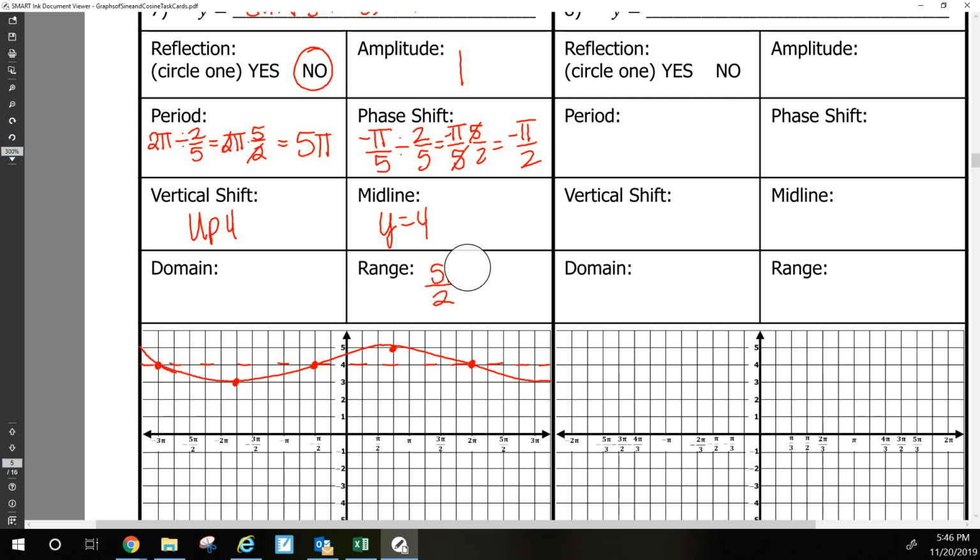All right, so for this one, what's the domain? Negative infinity to positive infinity. That's what it is for all sine and cosine graphs. For our range for this one, it goes down to 3 and up to 5.